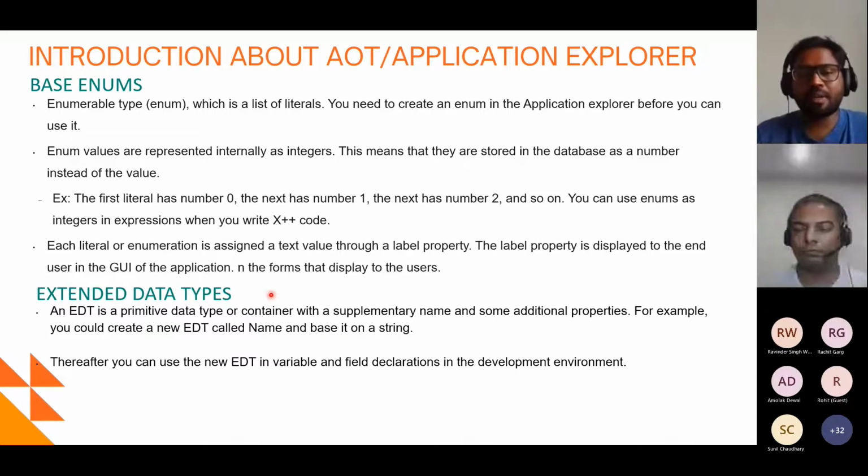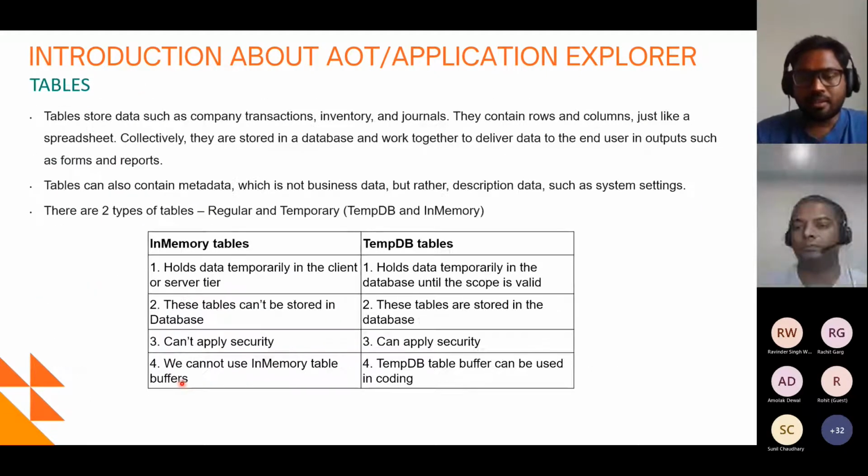But ideally, the best practice is to try to leverage the standard EDT as much as we can. When there is a situation where we cannot leverage it, that's when we go for a new EDT. And each and every field that we create should have an EDT associated to it. That is one of the critical BP checks that will be done from a code review perspective, right?